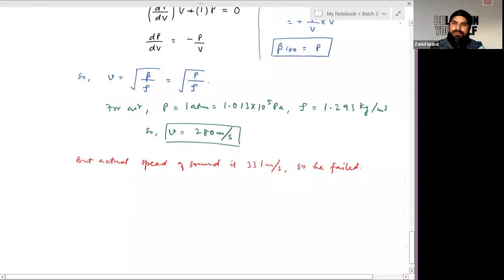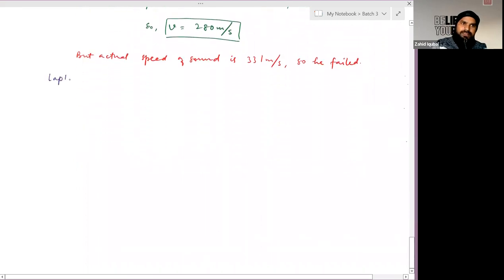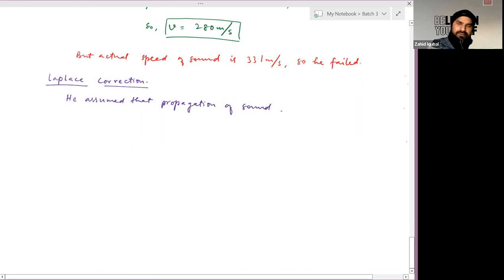Now to correct it, let me define you another scientist, Laplace, correction to the above formula of velocity of sound. He assumed that propagation of sound or longitudinal wave is adiabatic in nature. Why adiabatic?